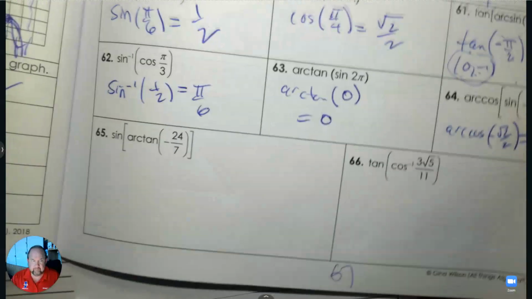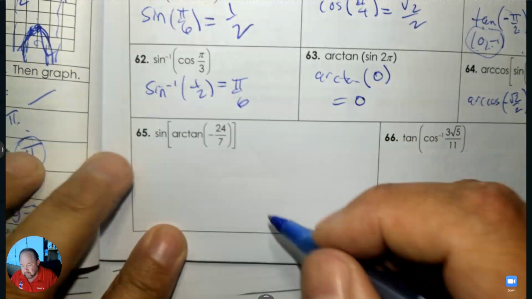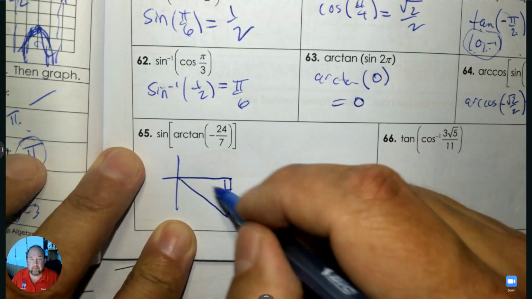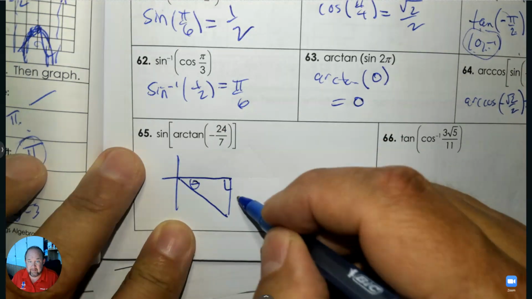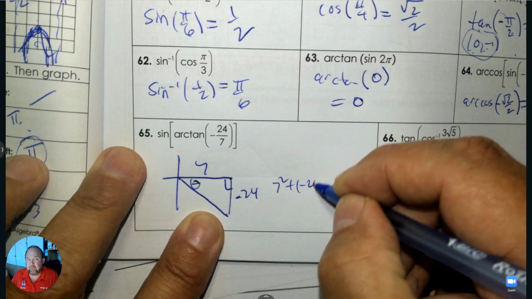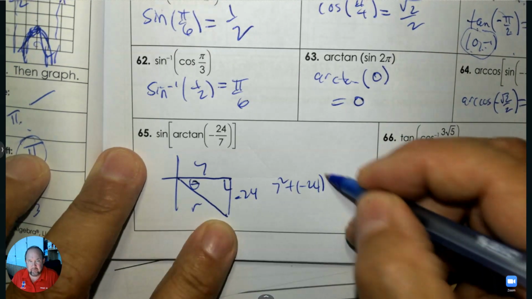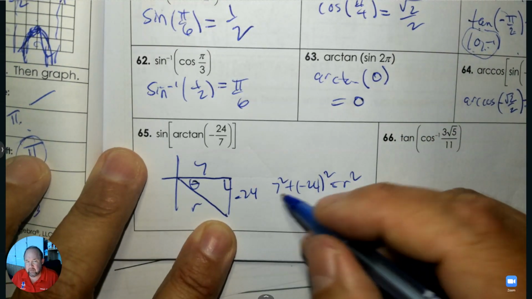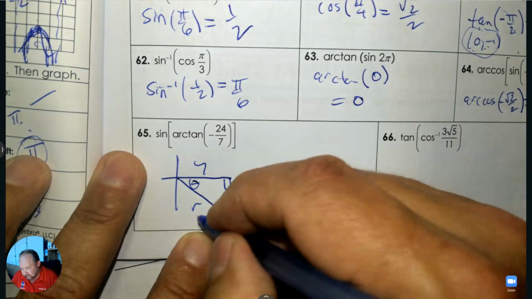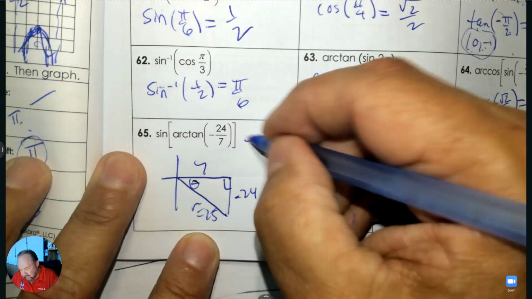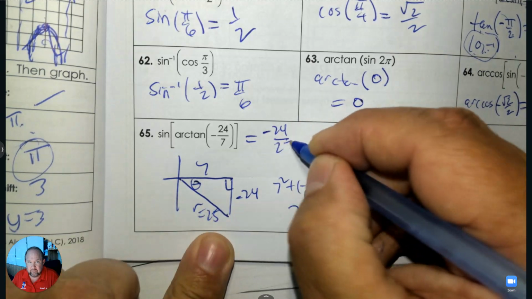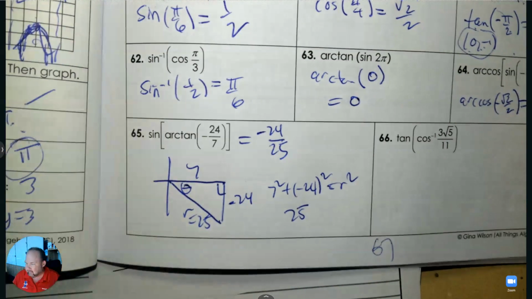2 left. These are ones where I need to draw a triangle. So arc tangent's negative in quadrant number 4. So in quadrant number 4, I'm going to draw this, label it y over x, and then you'd use the Pythagorean theorem. When you solve this, I'm going to call it r. To solve for r, you would just square all this, add it, and square root this, and you get the answer 25. And then sine, using this, would be opposite over radius. So negative 24 over 25. Last one.